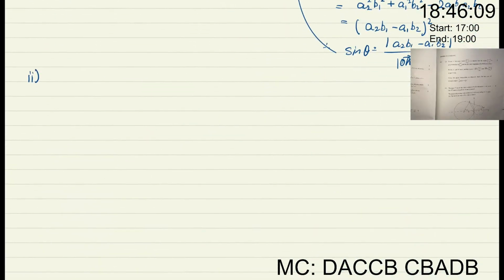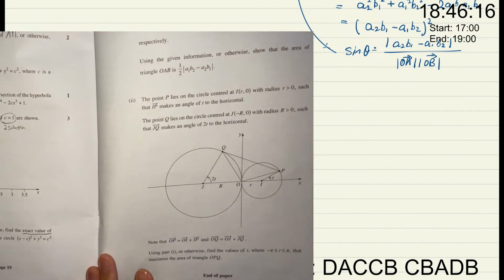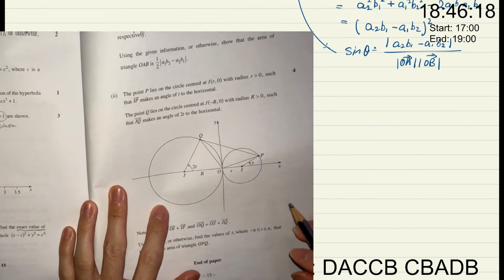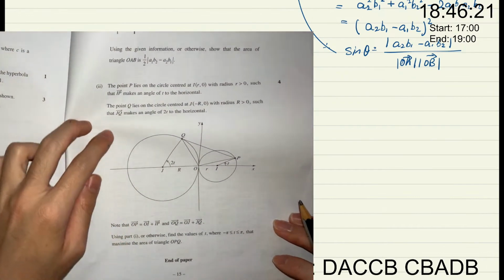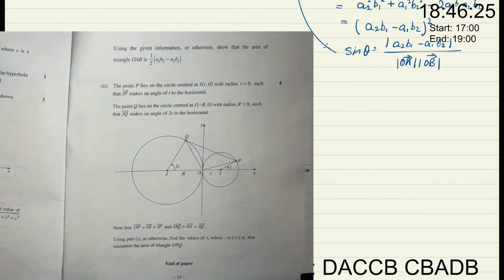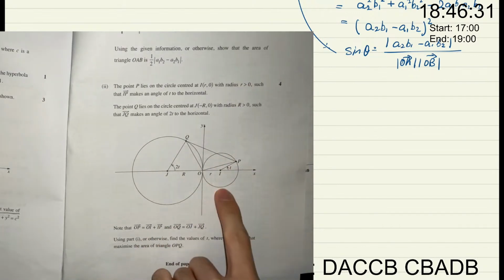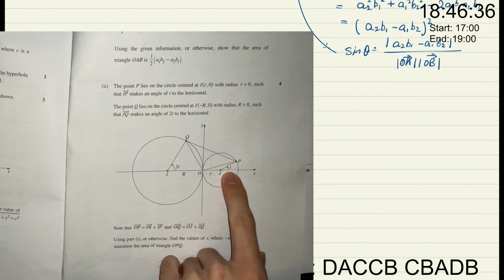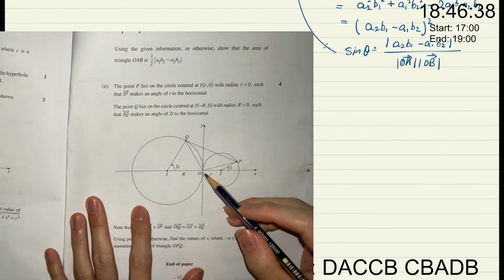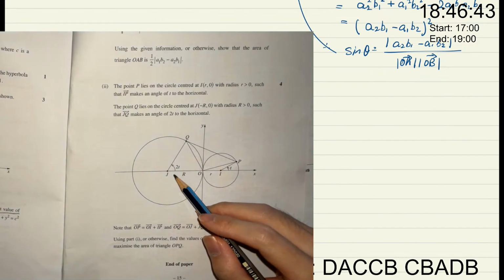Okay, part 2. This part looks like a really chunky question for 4 marks. No worries, one big push for the last part of the question. I need to go back and correct 11e. That was a shocker. I can't believe I missed questions there. Let's have a look. The point P lies on the circle centered at, okay, with the radius, right, okay, so the small radius, such that IP makes an angle T to the horizontal, and this one's 2T. Interesting.